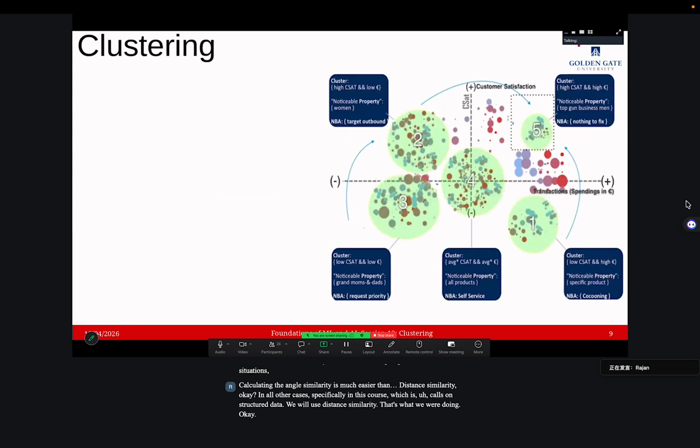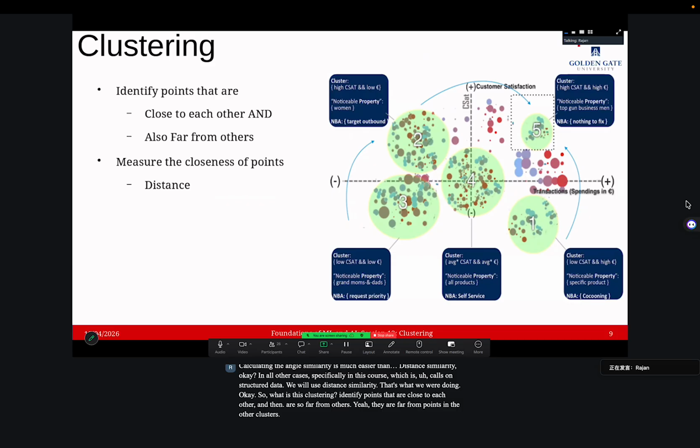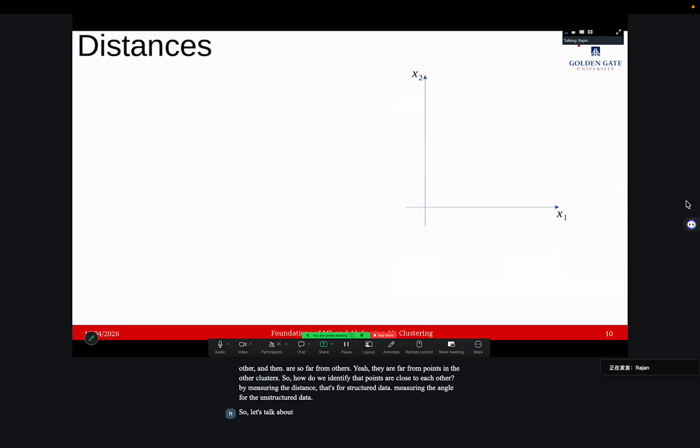So what is this clustering? Identify points that are close to each other and also far from points in the other clusters. So how do we identify that points are close to each other? By measuring the distance, that's for structured data, or measuring the angle for the unstructured data. So let's talk about distances. How do we measure distances?